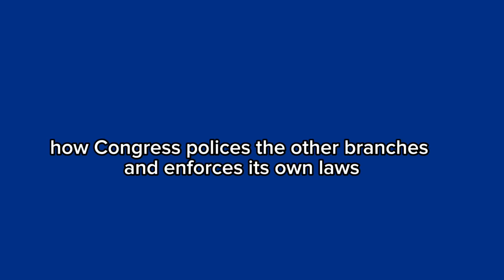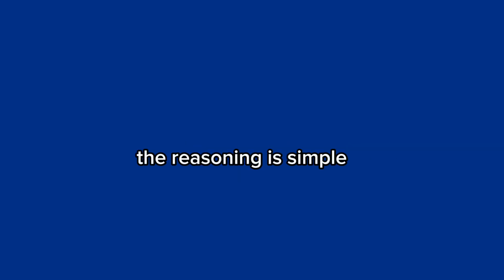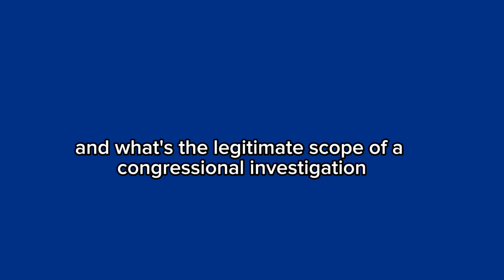Okay, that brings us to our final section, how Congress polices the other branches and enforces its own laws. Let's start with a power that isn't even written down in the Constitution. The investigatory power. It's implied, right? It's implied through the necessary and proper clause. The reasoning is simple. To write good laws, Congress needs good information. To get good information, it needs the power to investigate. And what's the legitimate scope of a congressional investigation? It has to be connected to what the court calls the sphere of legitimate legislative activity.